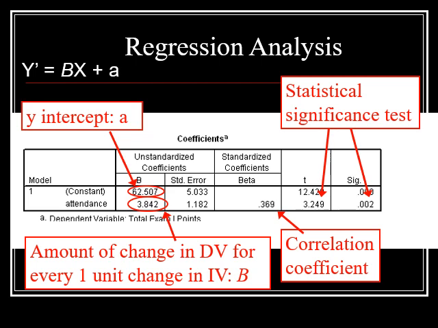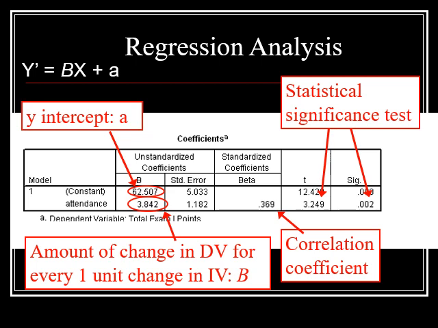So where we run correlation in SPSS, we get our R, we get our P, we get our degrees of freedom, and we can calculate our R squared. We get more information with regression analysis. We get our y-intercept, we get our b-weight, we get our beta, and the beta is tested with a t-test.